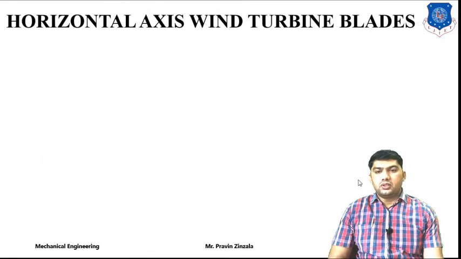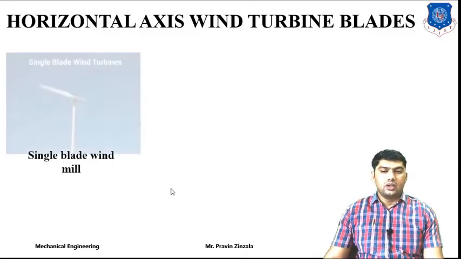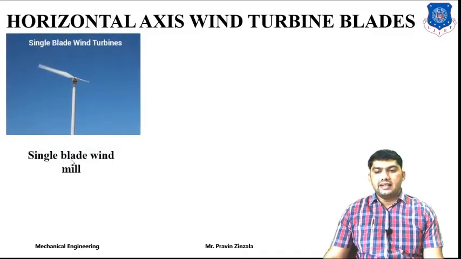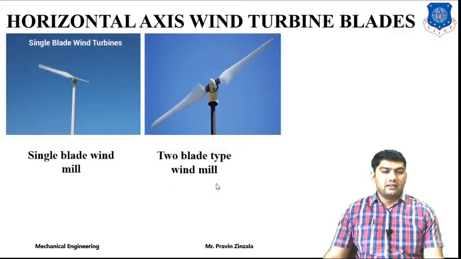Now we will discuss the horizontal axis wind turbine blade. There are different types of wind turbine blades used in horizontal axis turbines. First one is the single blade windmill, meaning only one blade is used in the horizontal axis wind turbine. Second is the two blade windmill, where the number of blades is two.